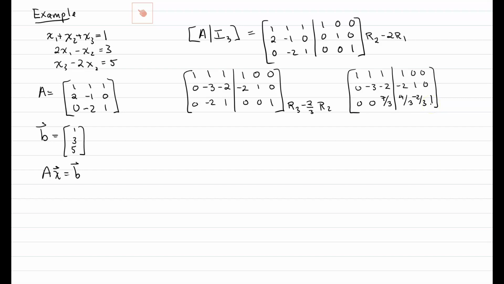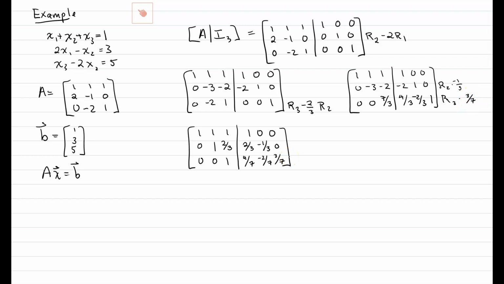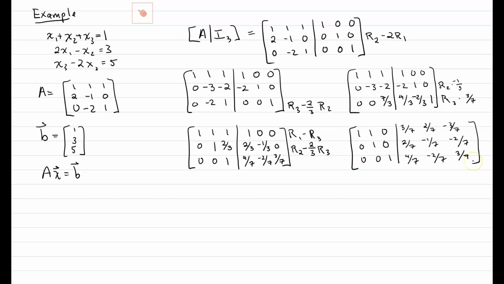And now we're at the scaling phase of Gauss-Jordan. So we'll do nothing to row 1, but we're going to multiply row 2 by -1/3. And we're going to multiply row 3 by 3/7. Once we've done the scaling, now we start with the backwards elimination. So we'll use these row operations, and then we will get this.